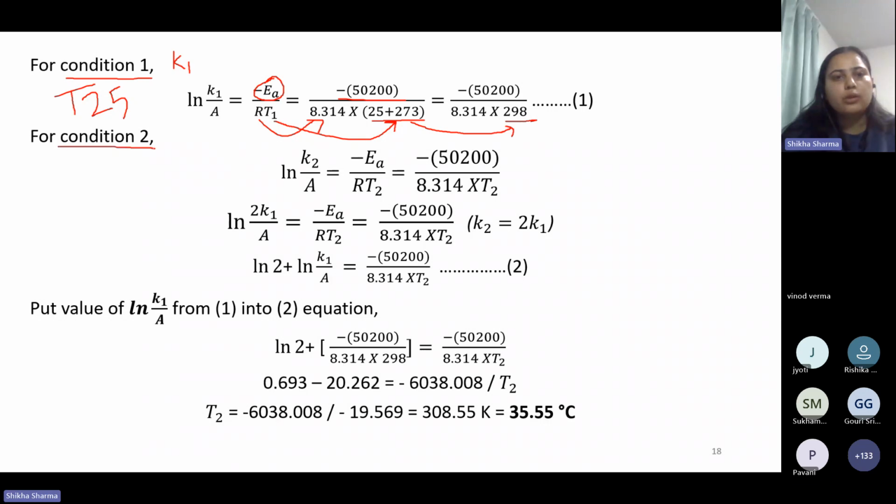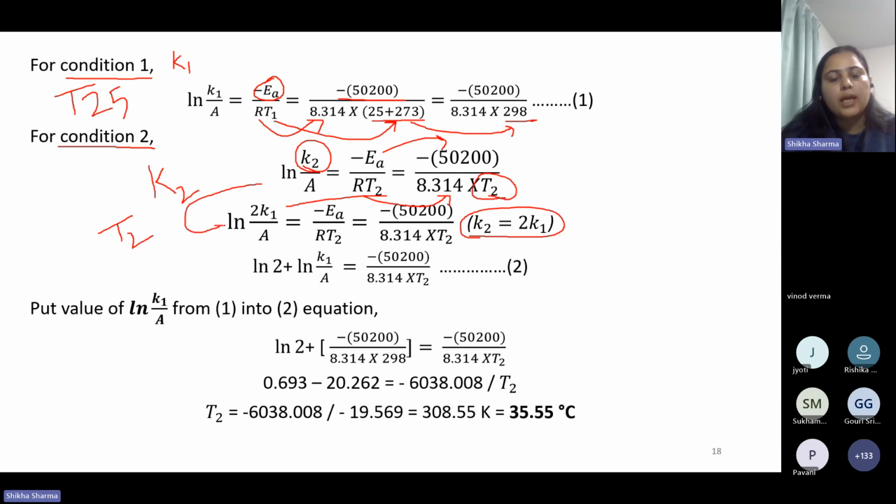Now similarly we will do for condition 2, which is for K2 and temperature T2. ln K2 by A equals minus Ea by RT2, which equals minus 50,200 divided by gas constant 8.314 into T2. T2 value is not given to us, so we are keeping it like this. Now we know from the question that K2 equals 2K1, so in this equation we can put the value of K2 as 2K1. So it will look like ln 2K1 by A equals minus 50,200 divided by 8.314 into T2.